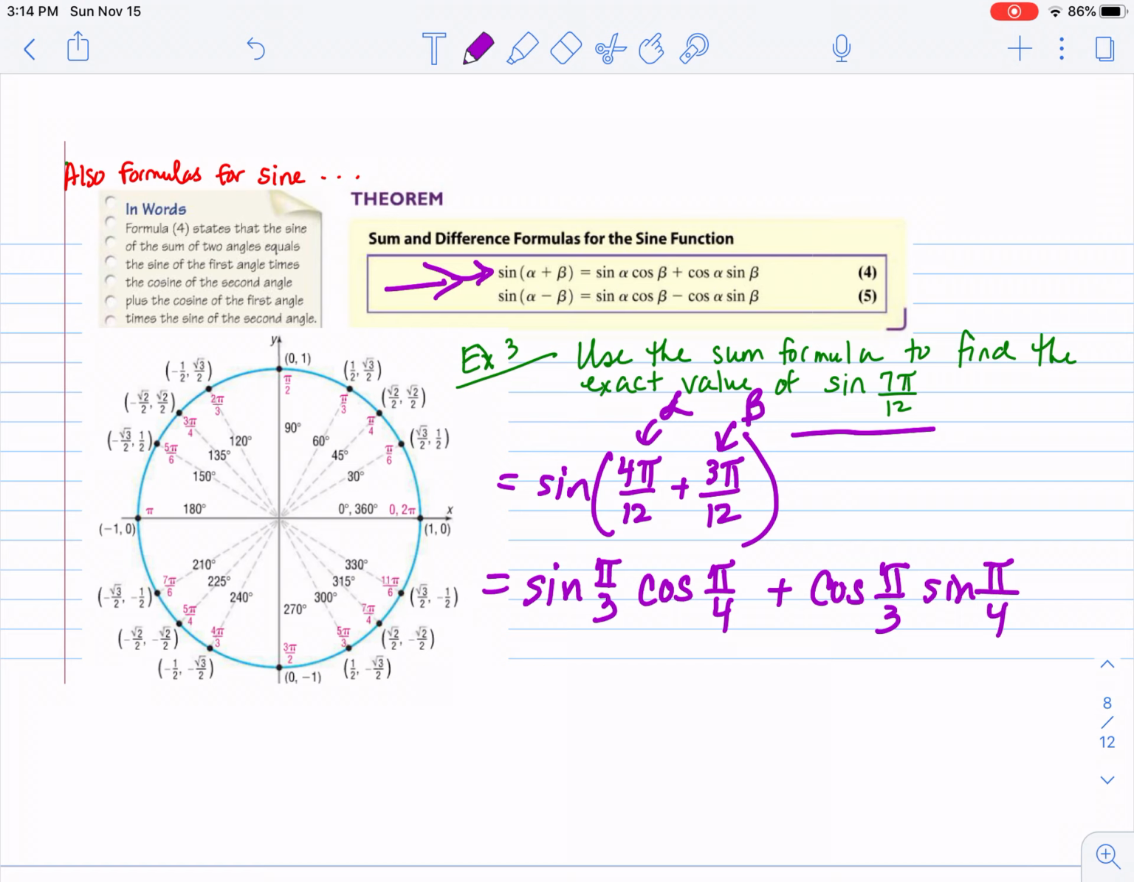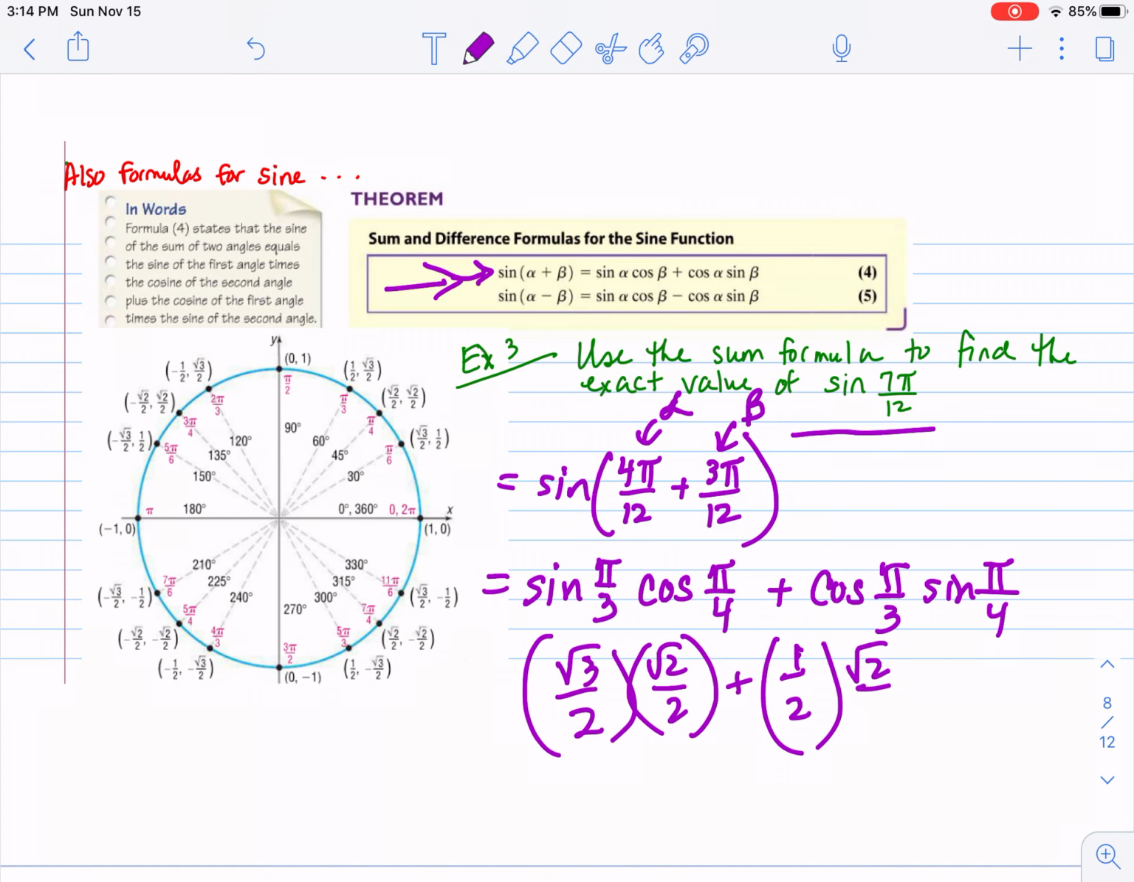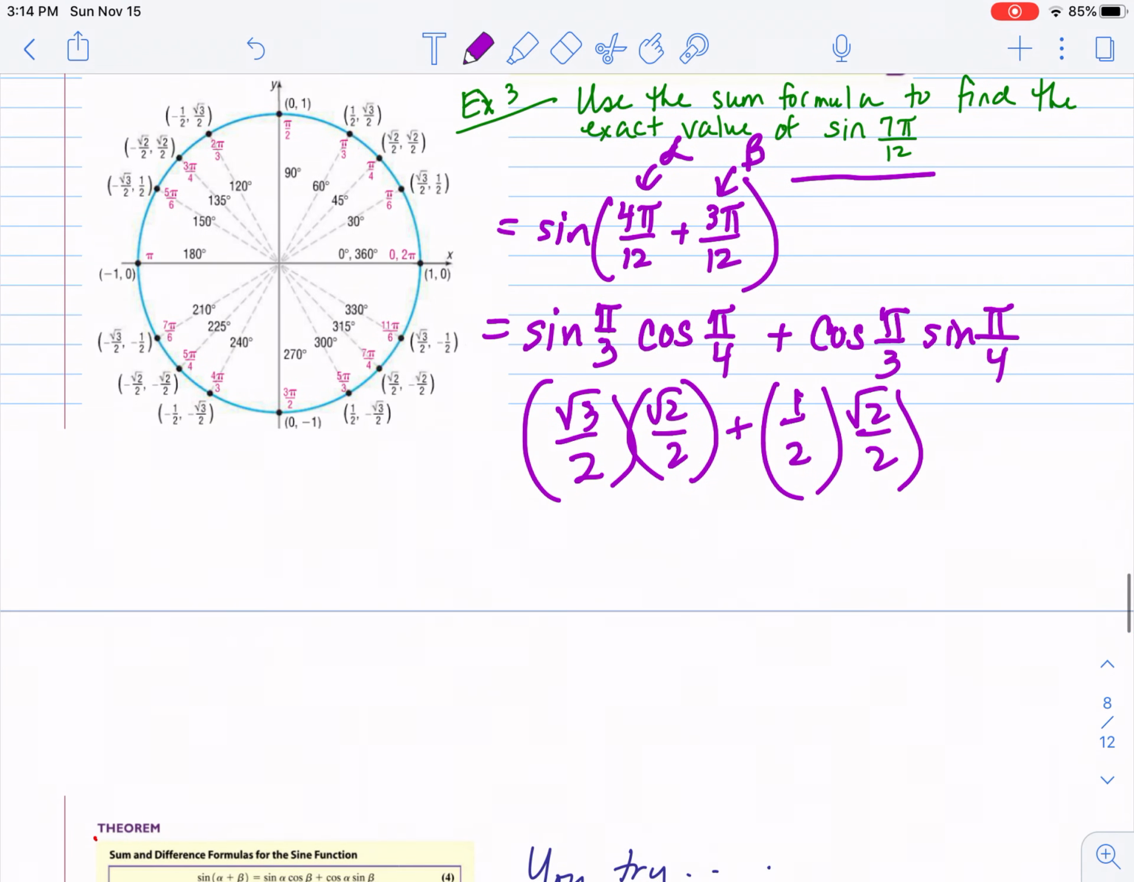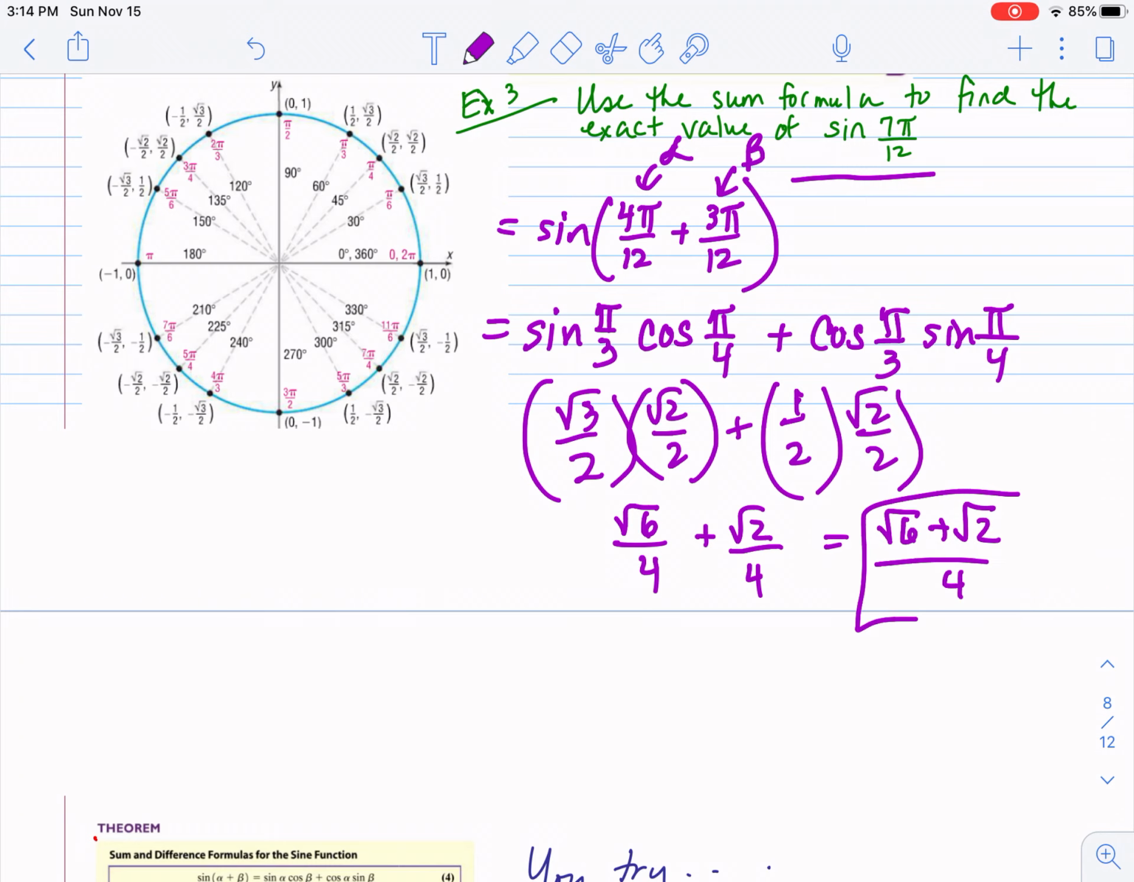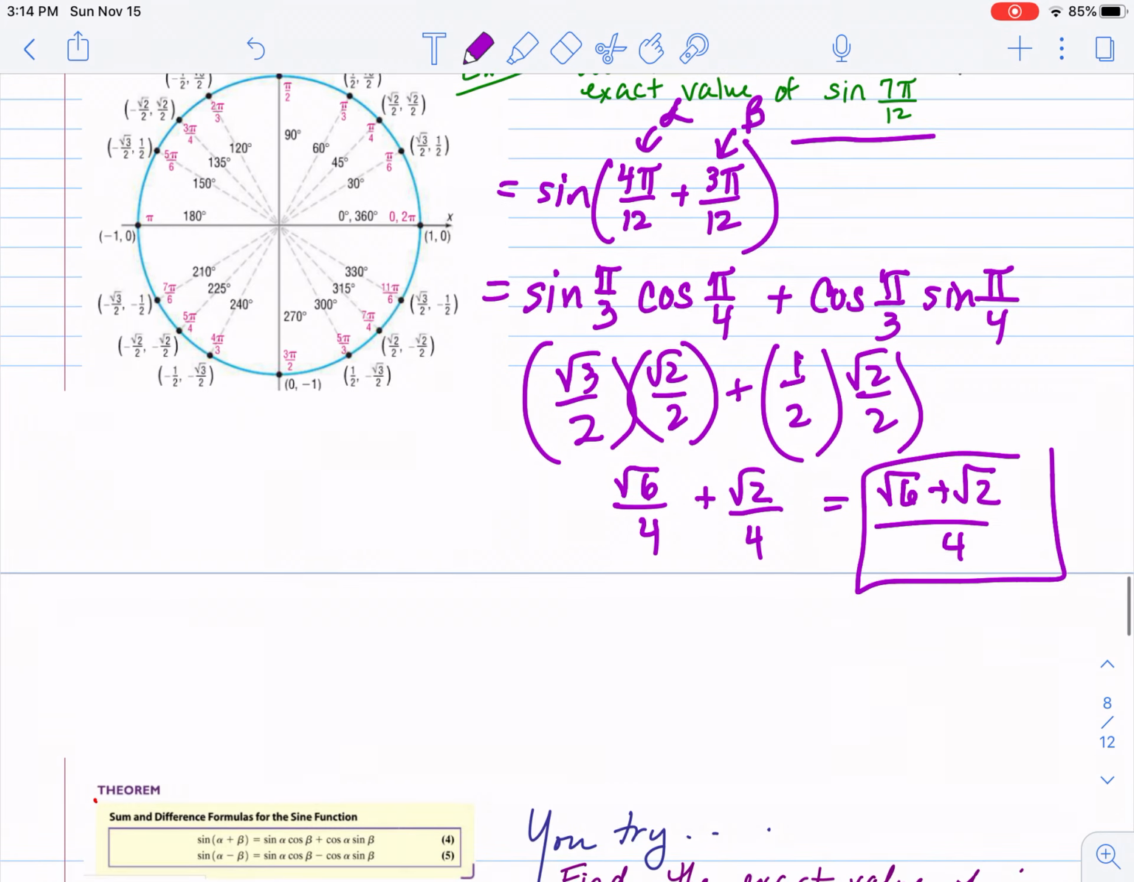Okay, so here we go. Sine of pi over 3 is rad 3 over 2. The cosine of pi over 4 is rad 2 over 2. Cosine of pi over 3 is 1/2 times the sine of pi over 4 is rad 2 over 2. Okay, a lot of these answers start to look the same, but a little different. So rad 6 plus rad 2 all over 4. That is your exact answer for the sine of 7 pi over 12.